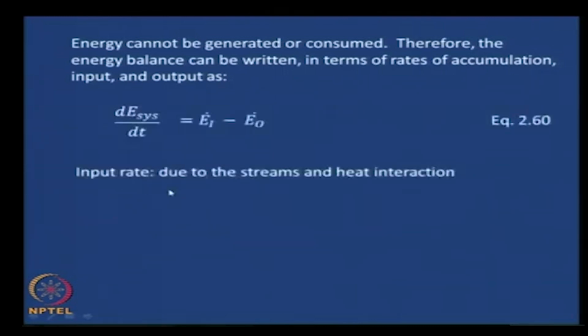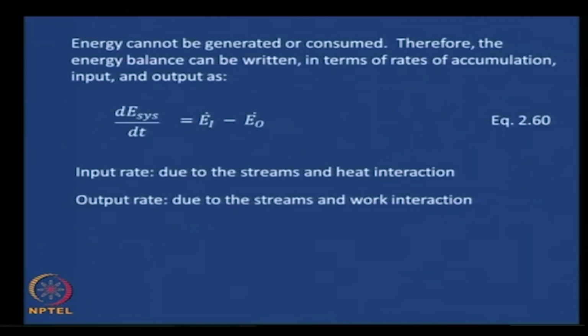Therefore, the input rate is due to the streams and the heat interaction. Similarly, as we have seen in that figure, the output rate could be due to the streams itself, the energy that is carried by the streams, and the work interaction. If you think about it, this heat interaction and work interaction can be accounted for in any place. You could account for it in the input, you could account for it in the output, as long as you choose your signs appropriately. Let us not get into that.